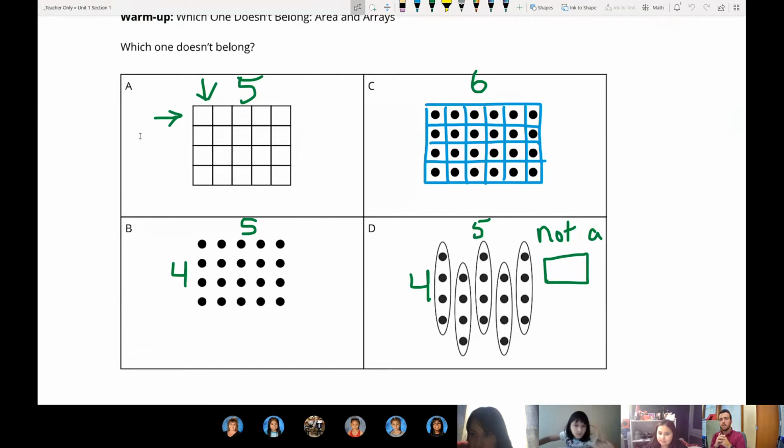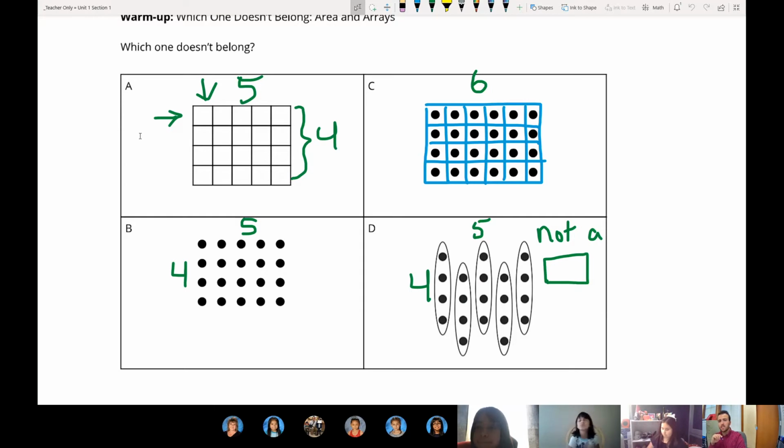Adelina, I see your hand. You want to come off mute? It's not a rectangle, but it's a square. It's a square box. Is it a square? Pretty sure it is. It looks like one. So we said that this has five on the top across. What about in each column? Like how many are there? Four. Yeah, there are four there.